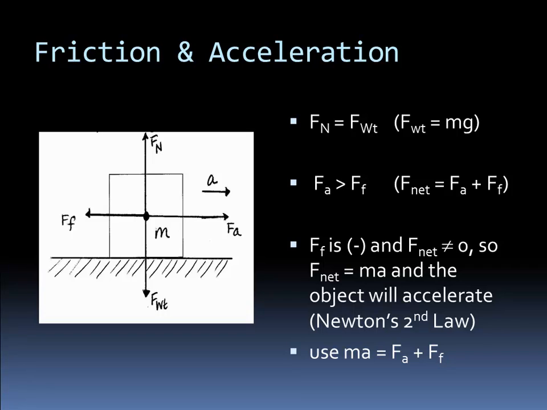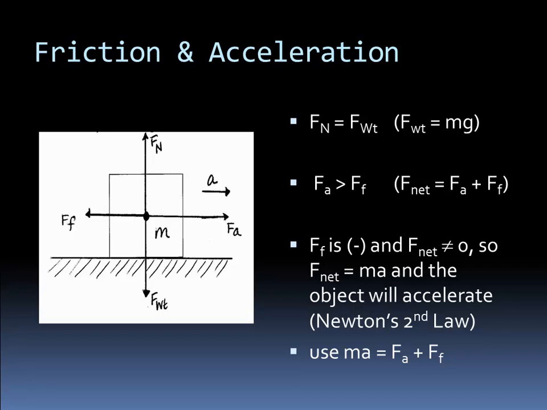So let's now look at the acceleration scenario. In this case, the normal force is equal to the weight again, and the weight is mass times acceleration due to gravity. Now, in this case, though, the applied force is going to be greater than the force of friction. So if we go back to our net force equal to the applied force plus the friction force, we have friction being negative, and so the net force is not 0.